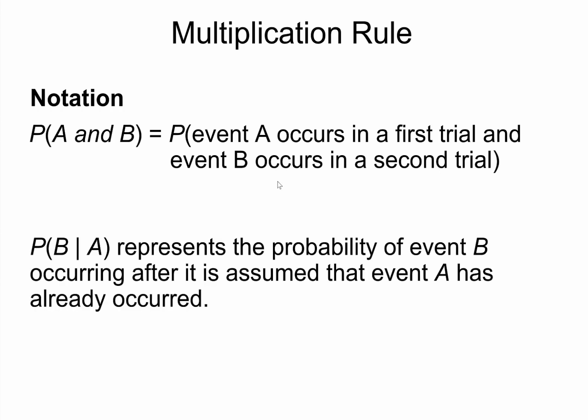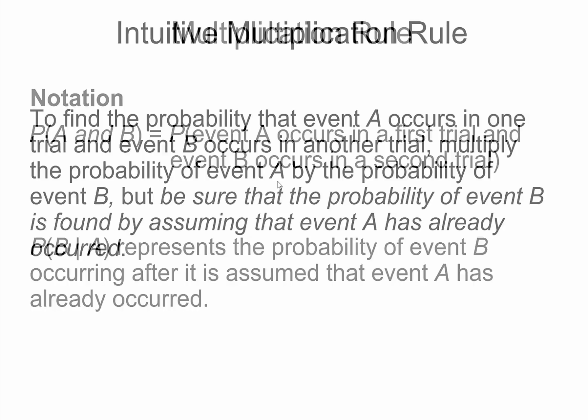The probability of B given A, with that small vertical bar, means the probability of event B, given event A has already occurred, and is used frequently in the multiplication rule. This represents the probability of event B occurring after it is assumed that event A has already occurred.